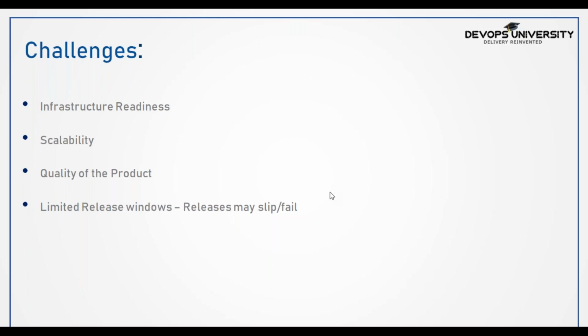The quality of the product may be missing because of the strict deadlines given by the client sometimes to deliver the product, right? That's how you can understand the quality of the product may be reduced. So without testing, you delivered to production. In production, it failed, which means the client had some issue. That means the quality of the product is reduced. That is what we call quality of the product, team. Now, the last thing here is limited release windows and releases may fail or slip, which means that again, this is another challenge.